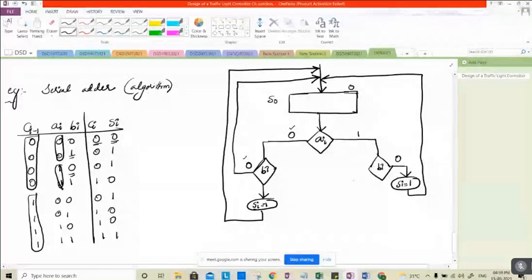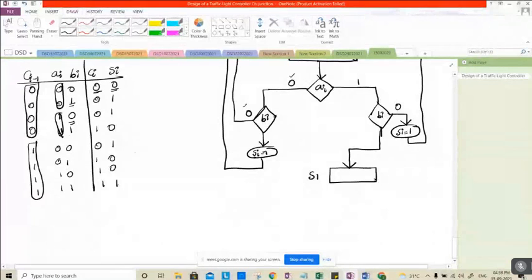And if it is 0, what will happen? Sorry, if it is 1, what will happen? If it is 1, it moves on to the next state, S1. Output is 0. Right now we are present in the S1 state.